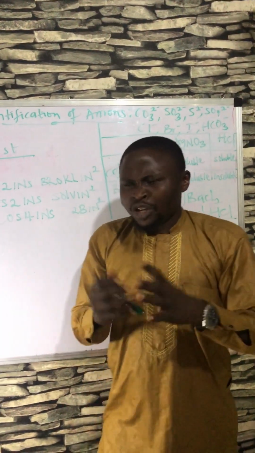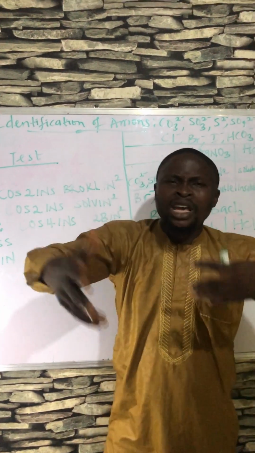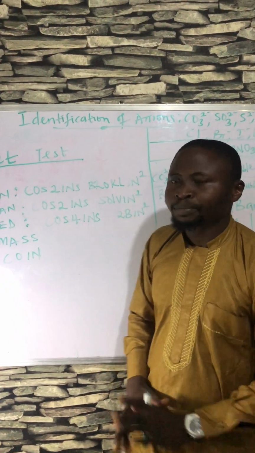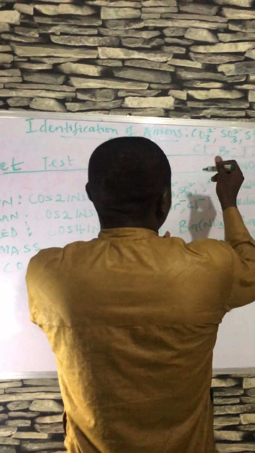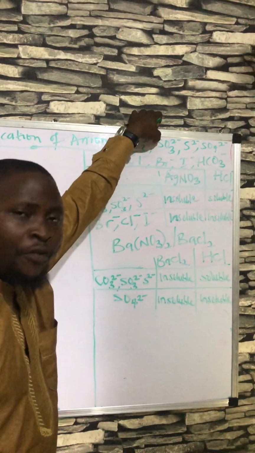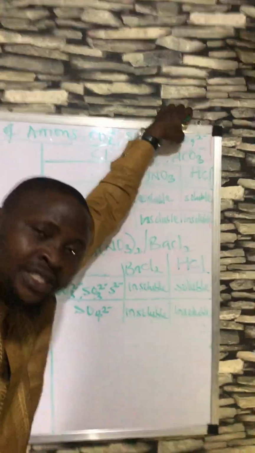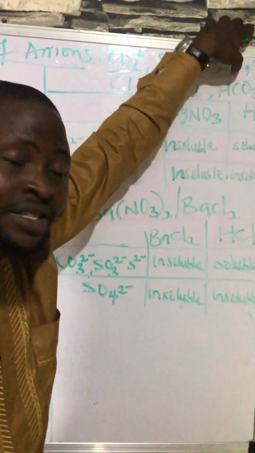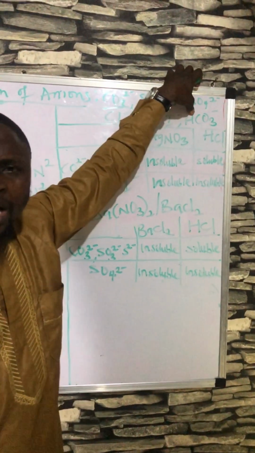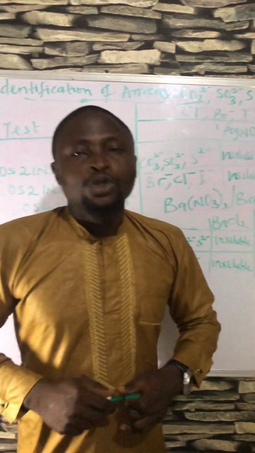So today, like we have always promised, I'm happy to bring to you the mnemonic device. What we are doing in this channel is to look at the shortest possible way of reaching our destination. The anions we are going to be looking at include trioxocarbonate 4 ion, sulfite ion, sulfide 2 ion, sulfate ion, tetraoxosulfate 6 ion, chloride ion, bromide ion, iodide ion, and hydrogen trioxocarbonate 4 ion. This is our objective tonight.